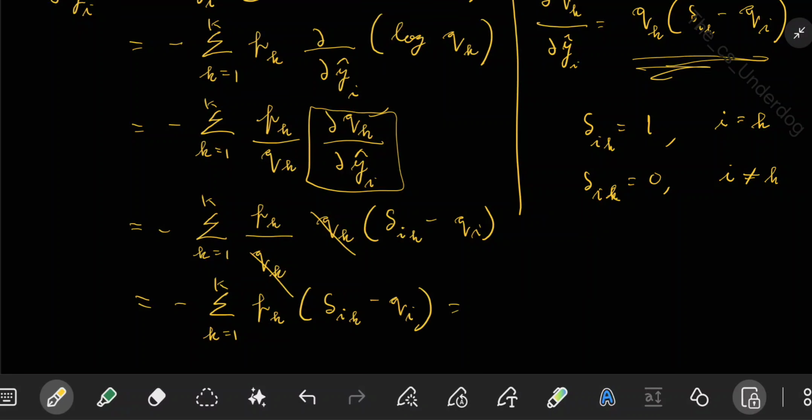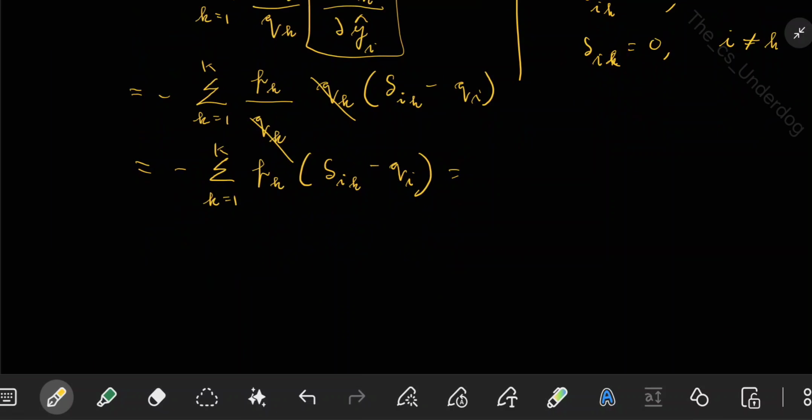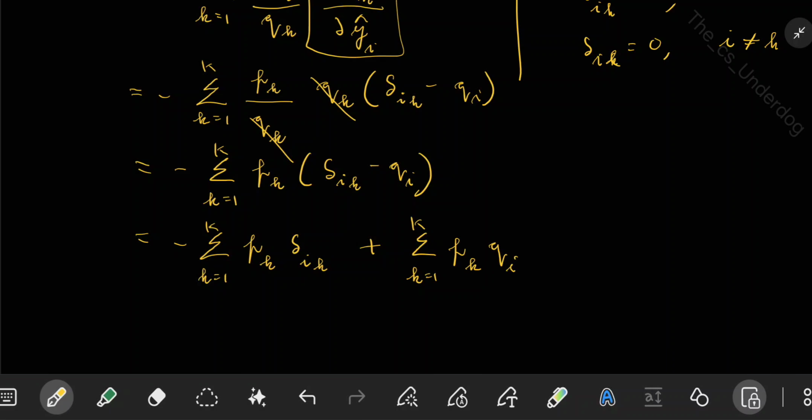Now think very clearly, how am I going to solve this? We are going to take it into a very clear form. You had seen a very similar solution before, so it will be easier for you to follow. This will be minus sigma k equal to 1 to k of pk into del ik, and along with this minus and this minus, it will be plus the second term, plus sigma k equal to 1 to k of pk into qi.